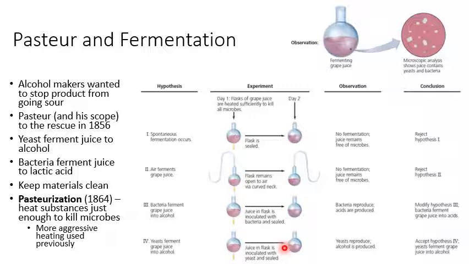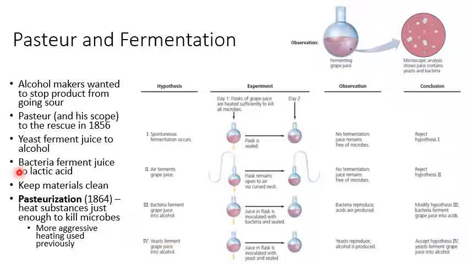So based on this, he was able to figure out that when you're trying to make alcohol and instead of getting alcohol you get vinegar, that's because you have bacteria in your grape juice. Your stuff is contaminated with bacteria. You need to have just yeast, only that.